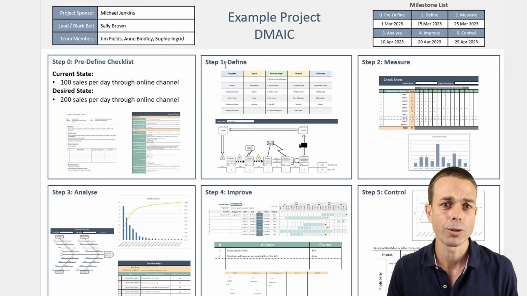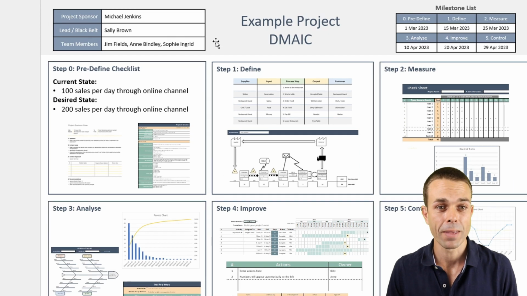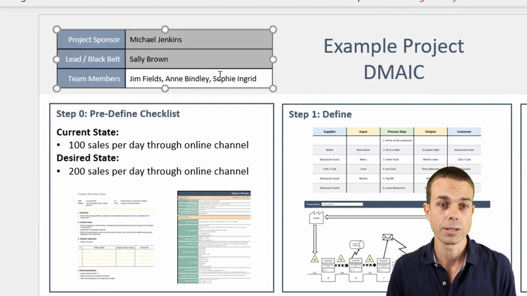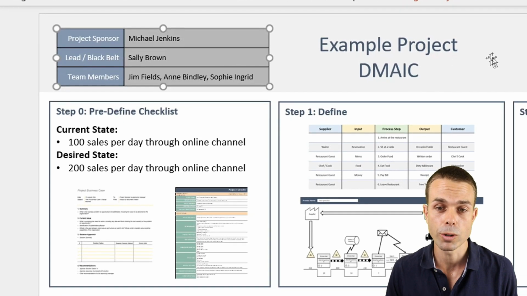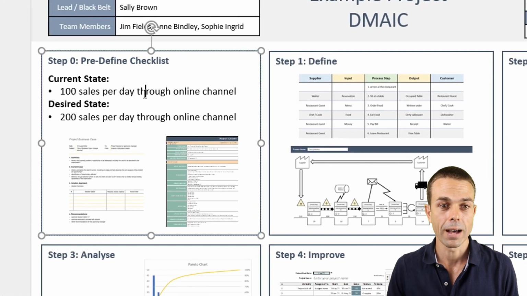But before we do, there are a few key things that we will need to put in our Six Sigma on a page or DMAIC on a page template. And that is, we'll have things like our project sponsor, the lead for the particular project, the team members who are involved, then a schedule milestone list, just very high level, just so that people get a rough idea. And then we go through all the DMAIC steps themselves.